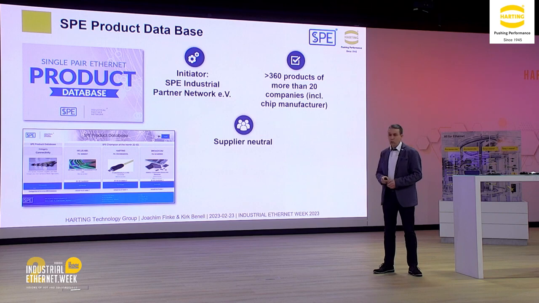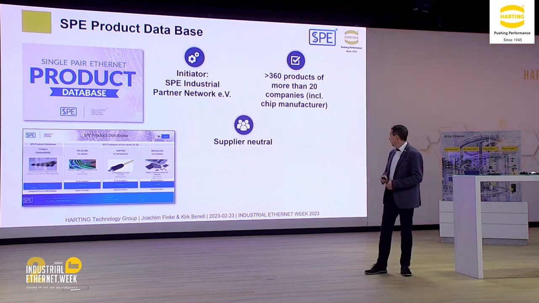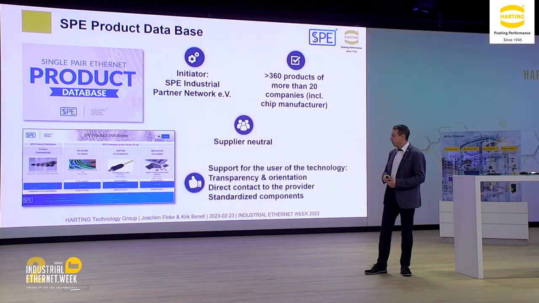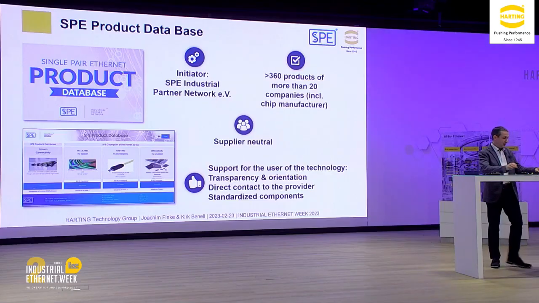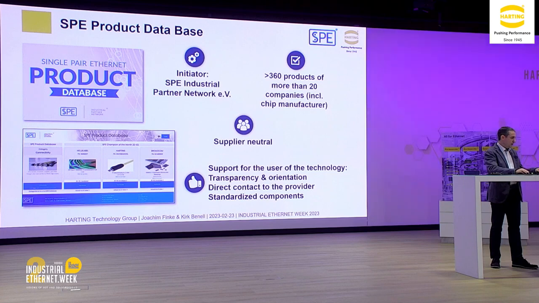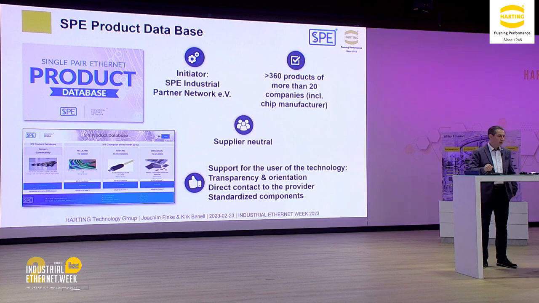You find now more than 370 products. So yesterday I did already an update and got more products for this database. And you have support with this database. You have in one place on the website everything you need for it. And to give you some more information, I jump over to this database. And the easiest way to jump into this database is, of course, our website from the Industrial Partner Network.